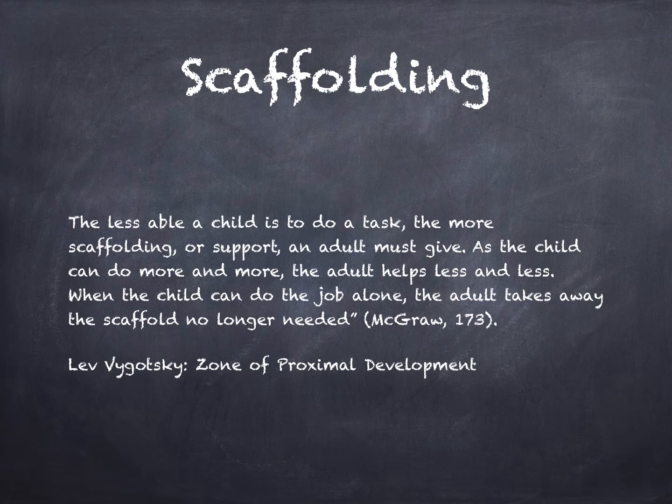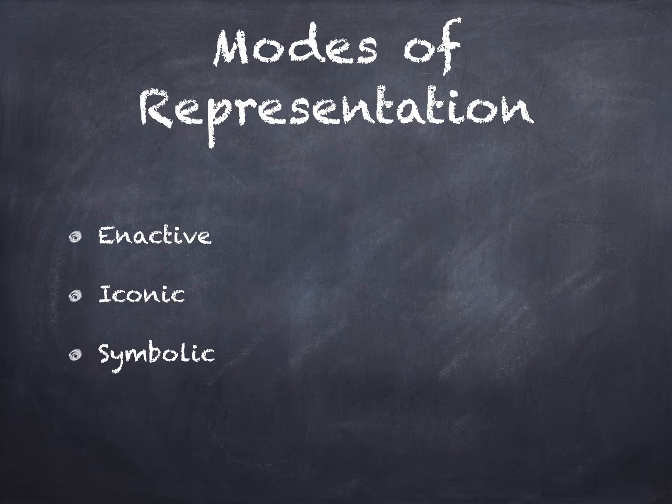Lev Vygotsky had almost the same approach called zone of proximal development, which means that they need support from outside influence like adults and teachers to help them learn. Another one of his theories was called modes of representation. It has 3 stages, which include inactive, iconic, and symbolic. Each stage represents a learning curve for the child.